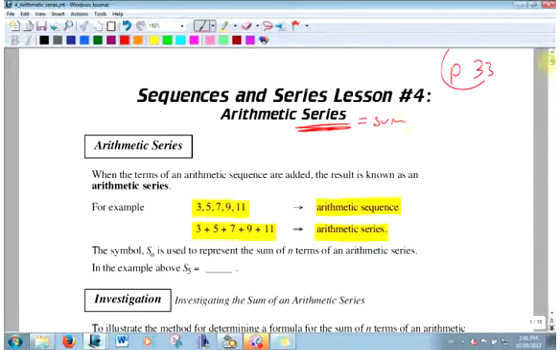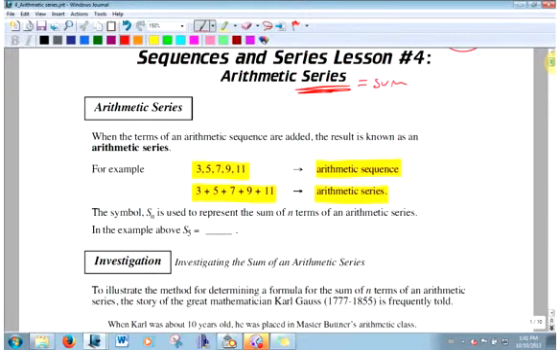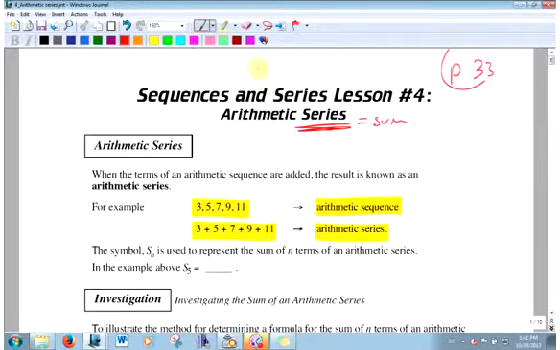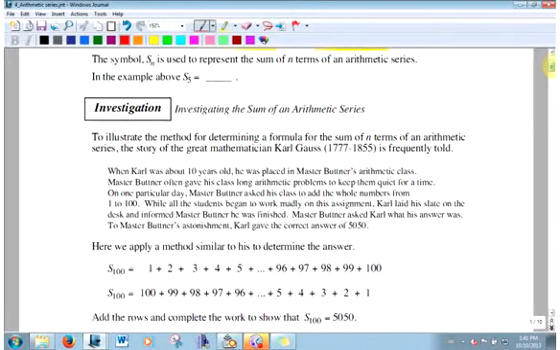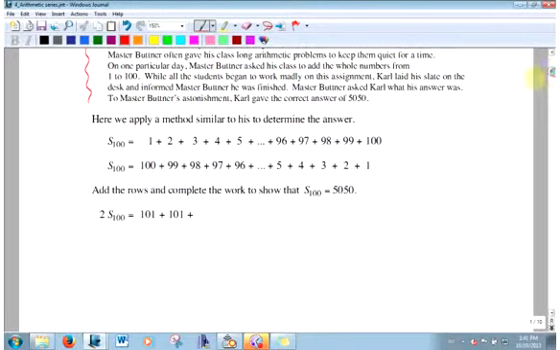Okay? It's still arithmetic. It's the last day for arithmetic. We're going to start geometric tomorrow. Okay? And again, you have a quiz on just arithmetic sequences. Okay? So, investigation. This is the cool story I just explained. Here it is. If you didn't copy it down, you have it.